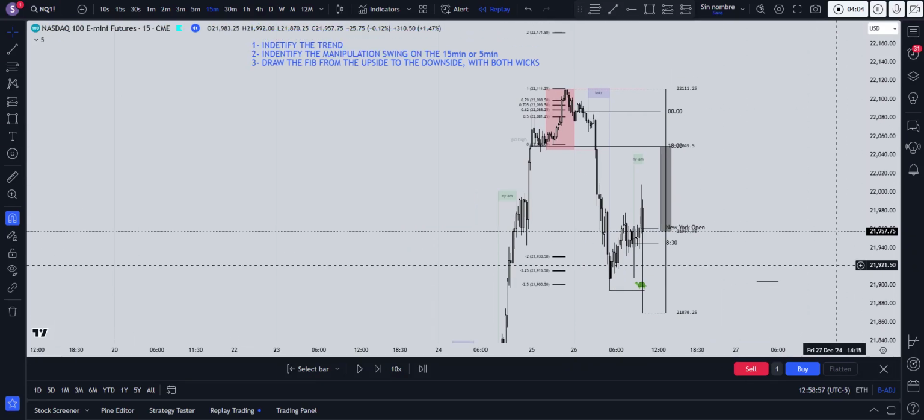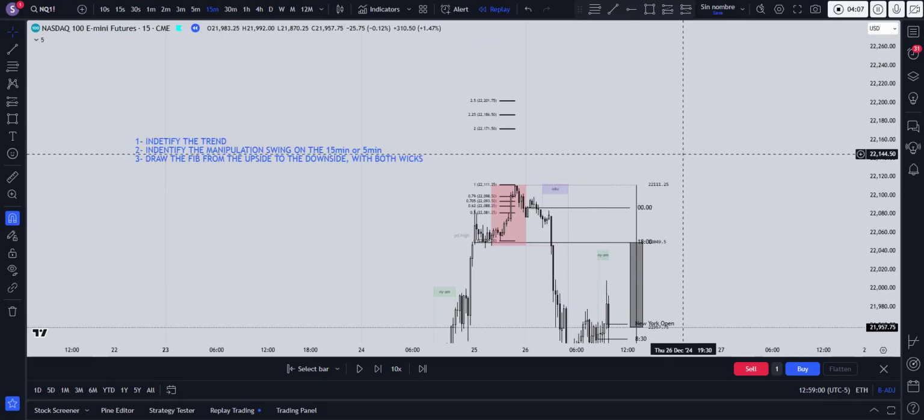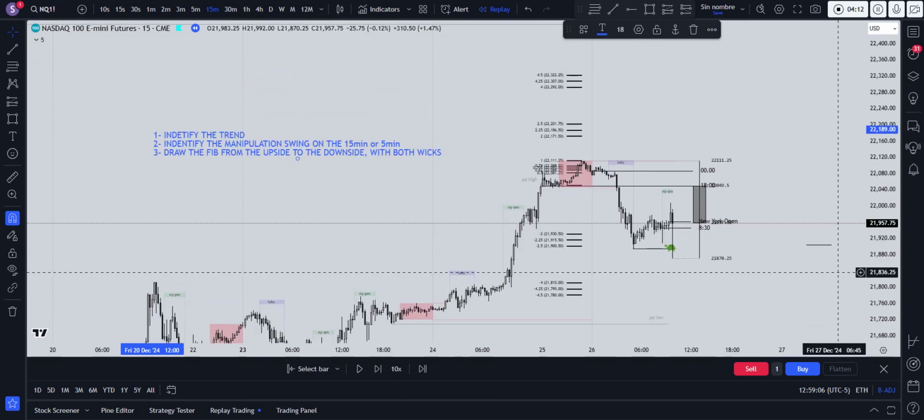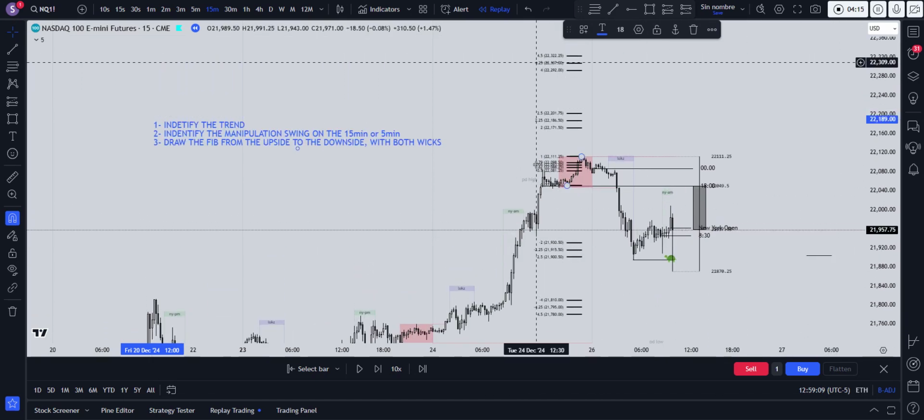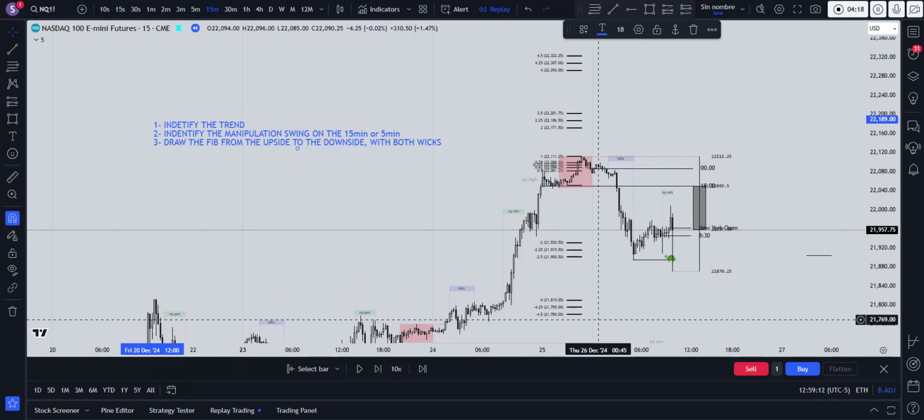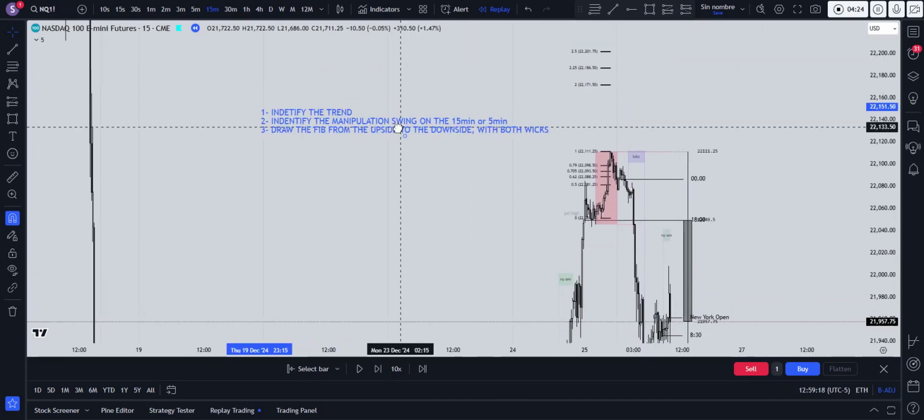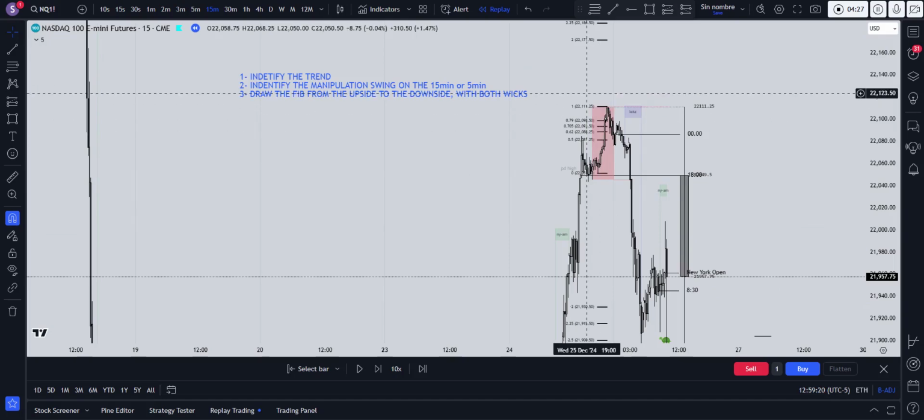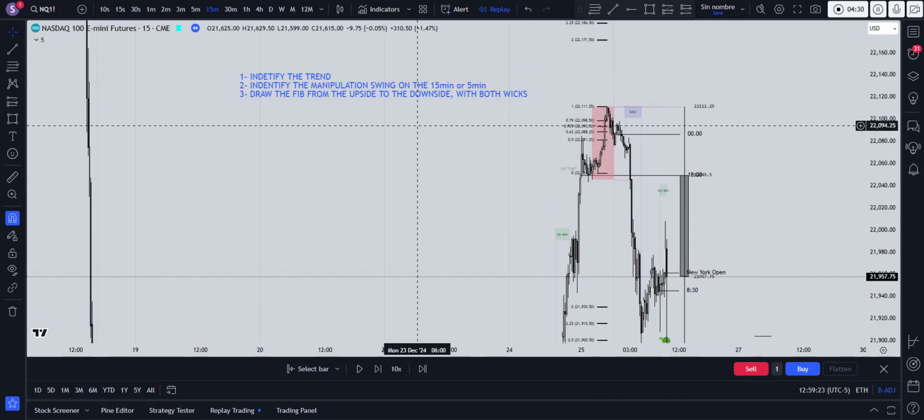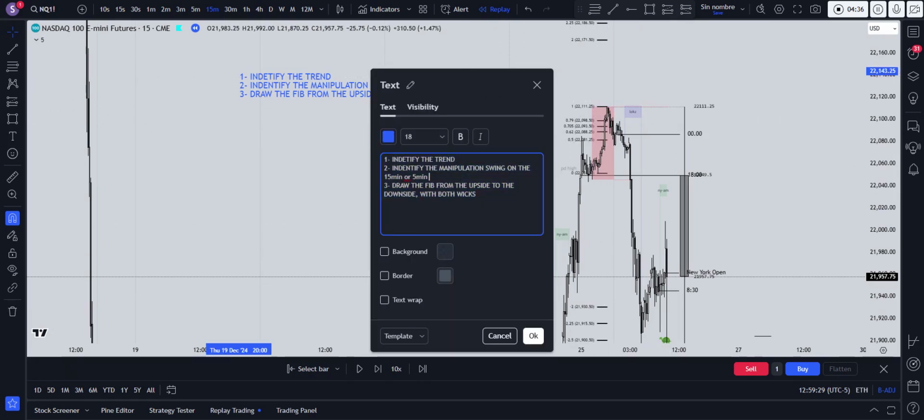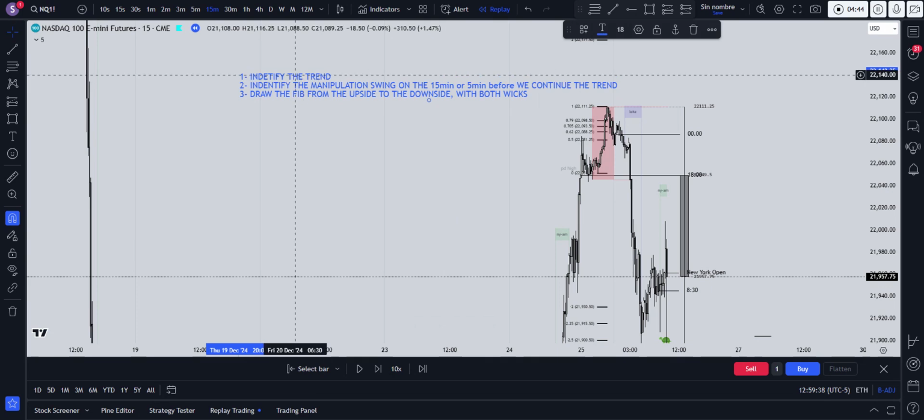Right. We have our 2 point and we have all of this, right? You just copy this new fib, right? The only thing I put new is the 4.25, 4.5, minus 4.25, minus 4.5, and the rest is exactly the same. Okay. So let's go. Right, identify the trend. We're gonna go to the downside. Identify the manipulation swing on the 50-minute before we continue the trend. Let me put that before we continue the trend.